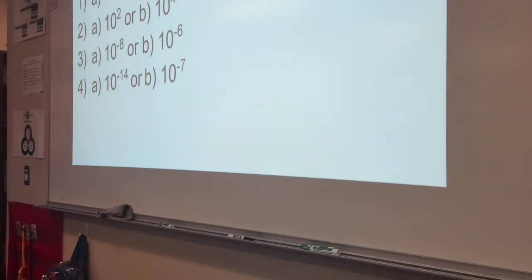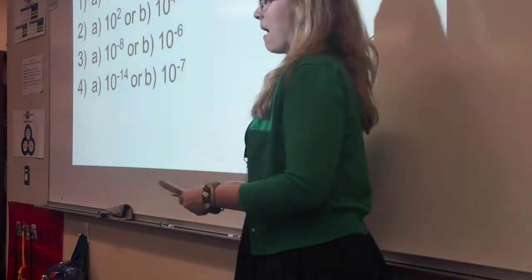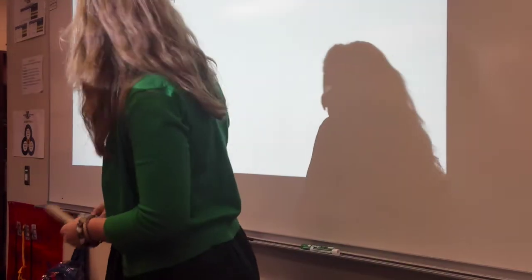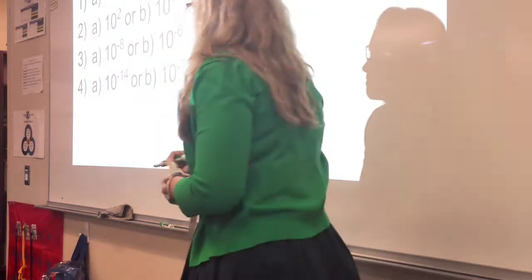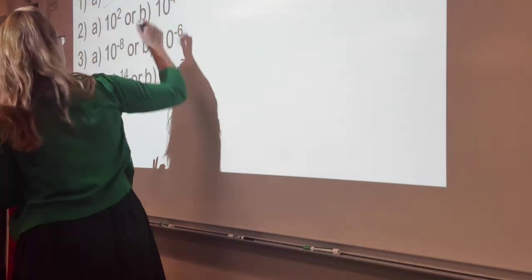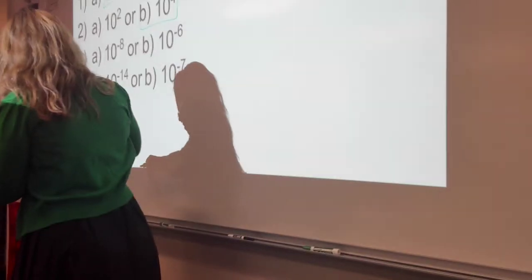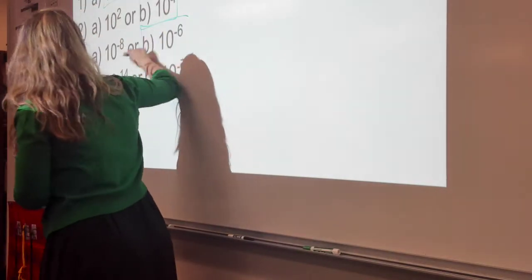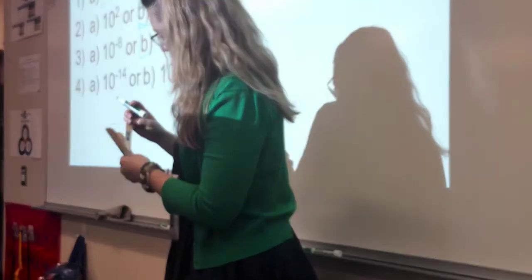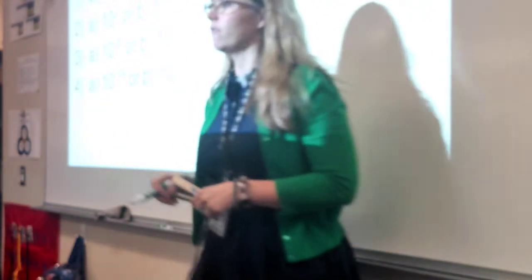Okay, 4 numbers. I'm going to grab my sticks. Let's go through and figure out which one is larger. It's like a Sesame Street game, but with math numbers. Number 1: 10 to the negative 2 is in fact a larger number than 10 to the negative 4. Number 2. Good. Number 3: 10 to the negative 6 is larger than 10 to the negative 8. And number 4: 10 to the negative 7 is a larger number than 10 to the negative 14.